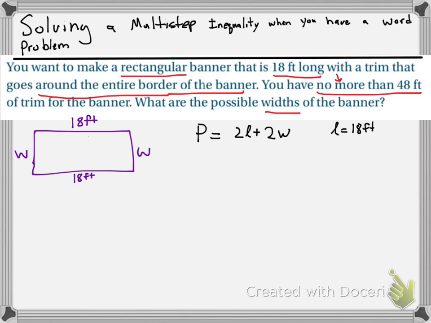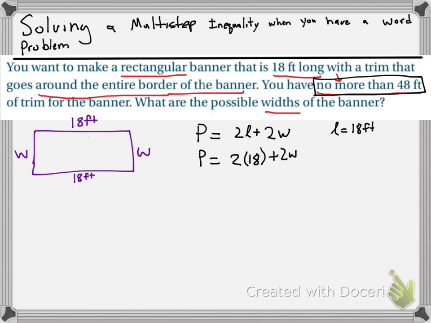That means we can rewrite our equation for the perimeter as P equals 2 times our 18 plus our 2W. But this is perimeter, okay? We know that the perimeter has to be no more than 48 feet. Well, no more than 48 feet means it can't be more than 48 feet. But it can be 48 feet because it's no more. So it can be 48, but it can't be more than that.